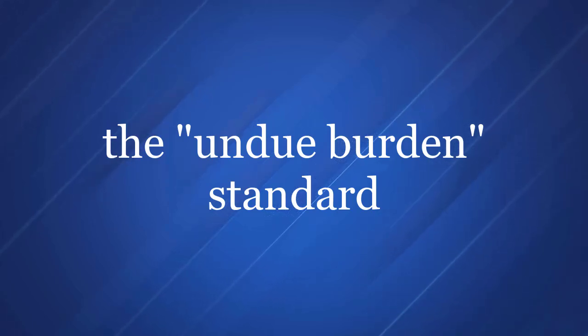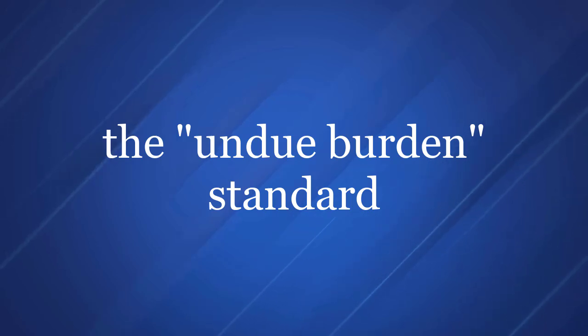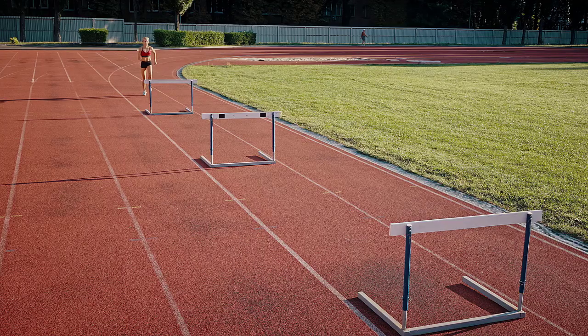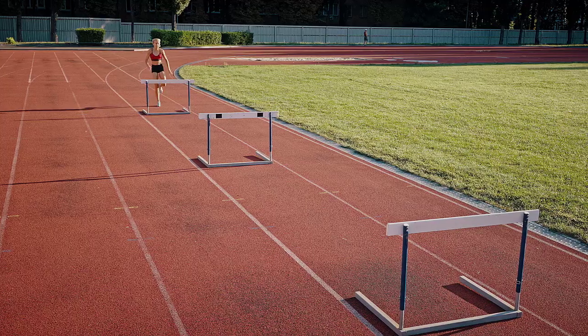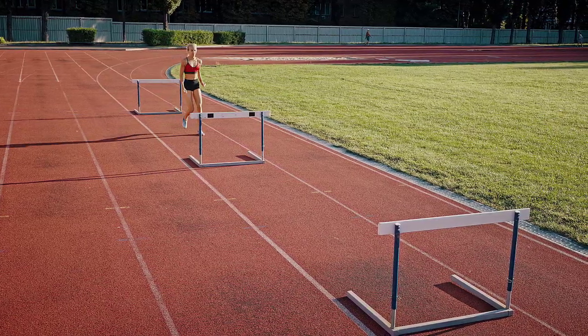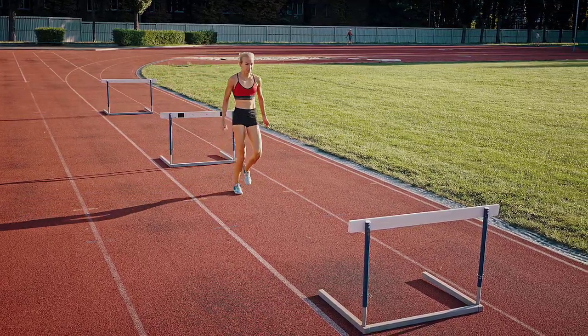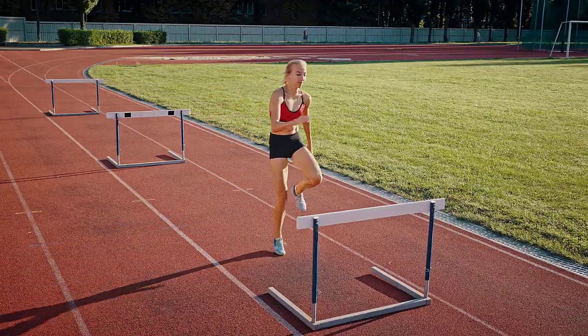Undue burden. What does that mean in practice? It means a state law is unconstitutional if its purpose or effect is to place a substantial obstacle in the path of a woman seeking an abortion before the fetus is viable. A substantial obstacle. That sounds a bit more flexible, maybe more subjective. It definitely allows for more regulation than Roe's first trimester rule did.